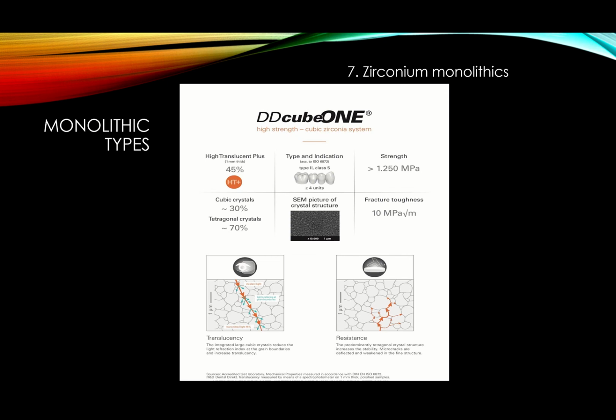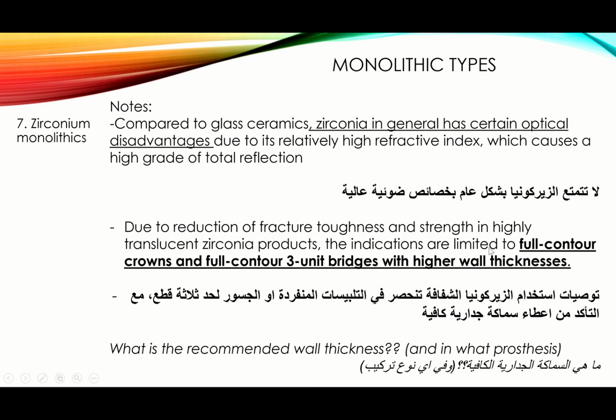now for example, look at this. This company is a German company, DD Dental Direct. They manufacture zirconia blocks. They call it high strength cubic zirconia system. They illustrated that they have 30% cubic crystals and 70% tetragonal crystals, and they have a very strong zirconia. Now we're going to discuss this in detail, but let's proceed with our zirconia specifications.